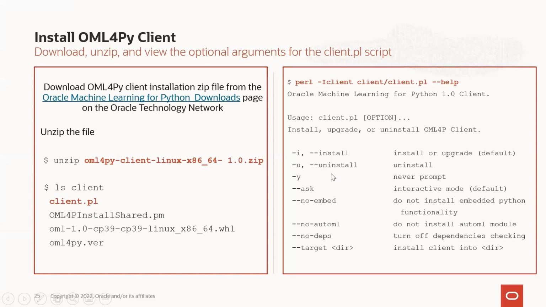The default is to install, but the same script will also do an uninstall. You can choose to disable embedded Python functionality or AutoML if you choose to, although you would need to know that you wouldn't have a fully functional product if you did that. You can turn off dependency checking if you'd like, or you can specify to install the client to a specific directory using the target flag.